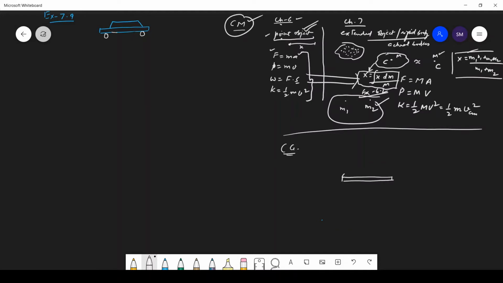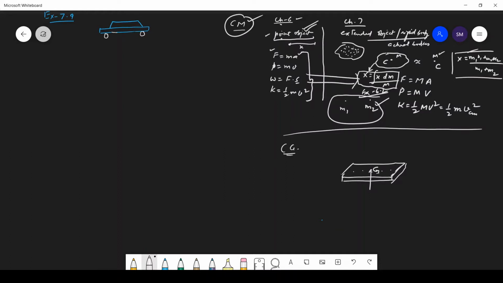So I want to make it a notebook. This will be the notebook, and I want to hold this notebook on a finger, right? So where do I need to put my finger? I keep on trying here, here, here, here, and then I find a point where I can balance this book on my finger. That point where you can balance this book on your finger is the center of gravity G.